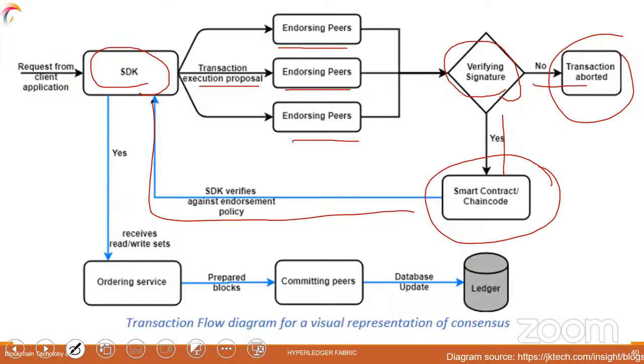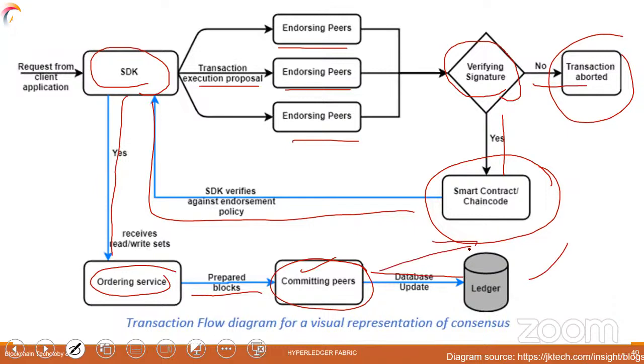So the SDK verifies against the endorsement policy, whether the endorsement policy is satisfied or not. If it is, it sends it to the ordering services. Ordering services will prepare blocks and send them to committing peers. Committing peers will again verify everything, and then they will commit it to the ledger. And then the event will be triggered. At the same time the event is triggered, every peer will be updating the things in their nodes, right?